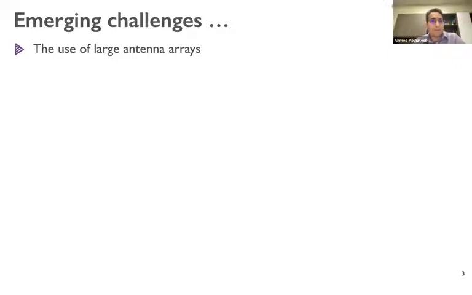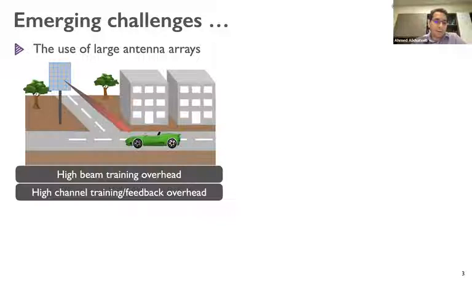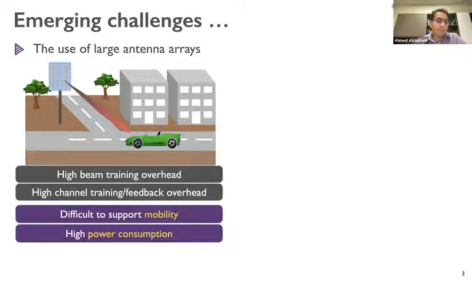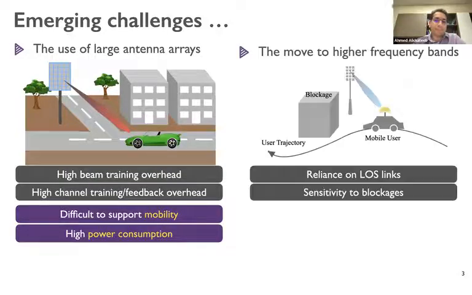Two sets of challenges come with these two key trends. If we first look at the use of large antenna arrays, now we have larger channel matrices and narrower beamforming vectors. We need to align, estimate, and train channels, with training and feedback, and this requires a lot of training and feedback overhead, which makes it hard for these systems to support highly mobile applications, and also increases the power consumption at the UE, and puts challenges on the battery life.